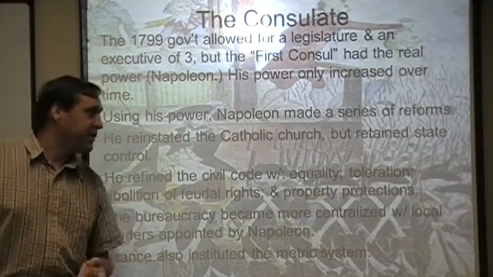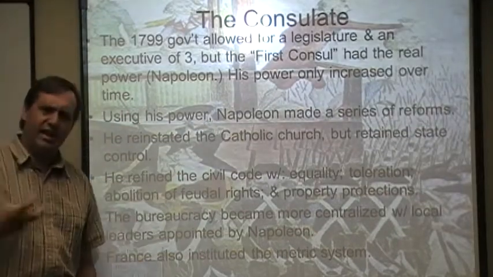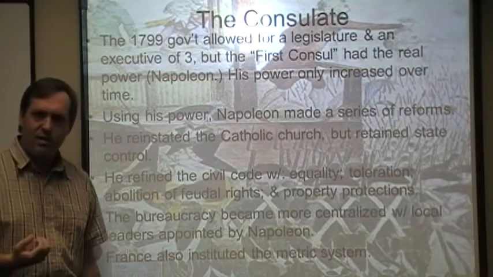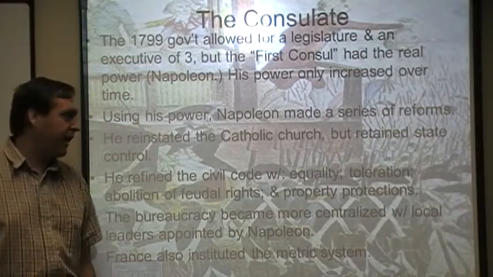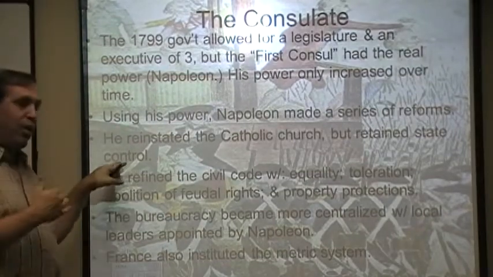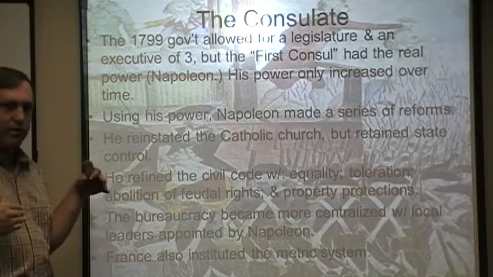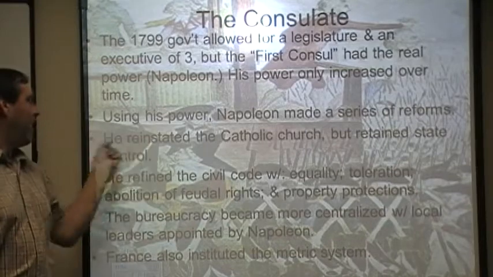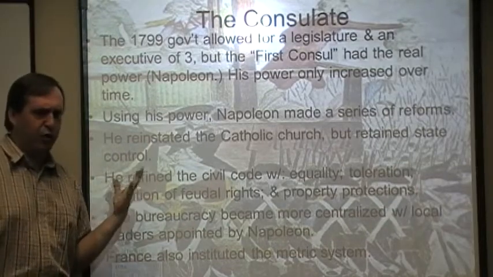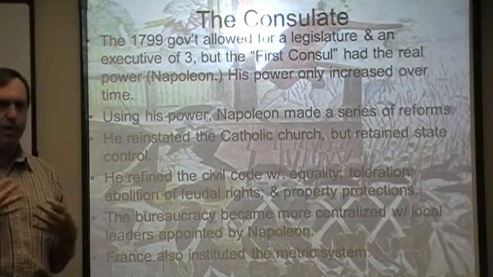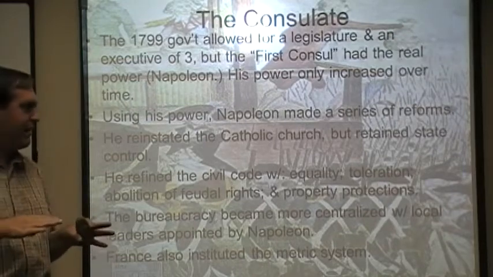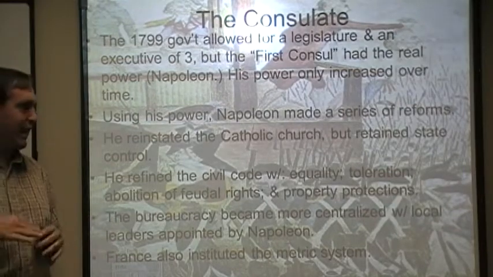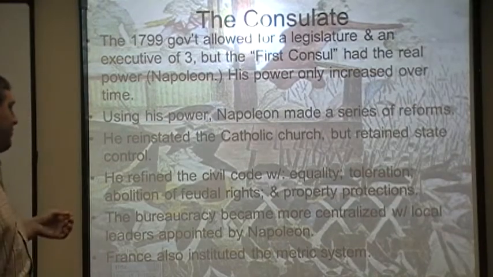He reinstitutes the Catholic Church. He says that Christianity, religion is fundamental to people. We can't just get rid of all that, all right? But he says they don't get the political power that they've had before. So when people go back to church, they can do their bit with their religion, all right? But they retain state control over the church. Okay? The church is going to operate within our country, and it has to do what's legal, and it can't just take over the way that it might want to.